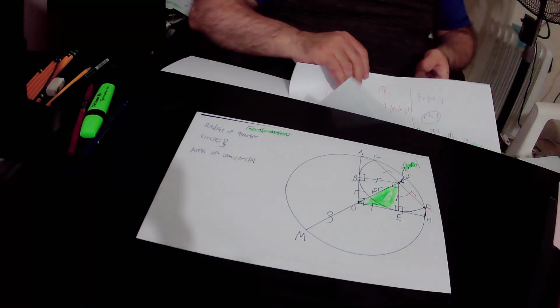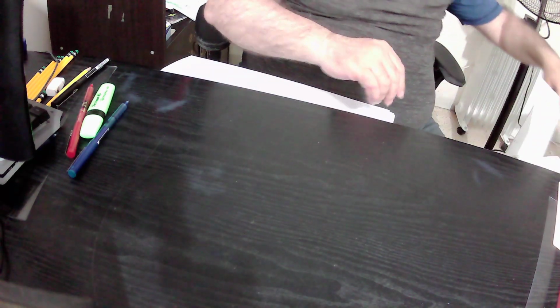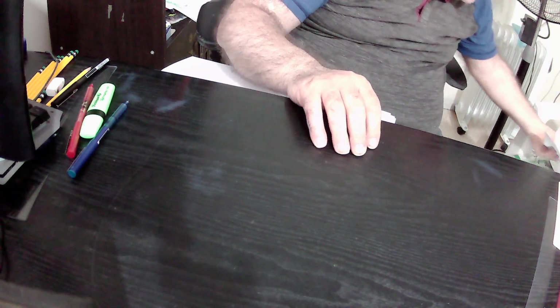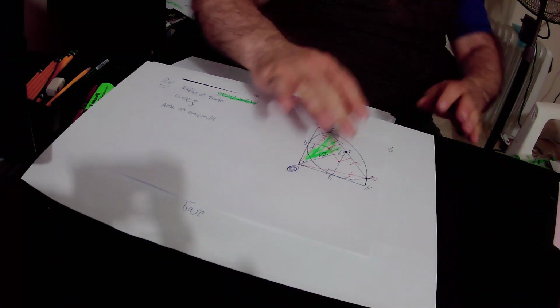Okay, we finished with the first method. In the next step, I will present to you how to find the area of this semicircle according to the second method.